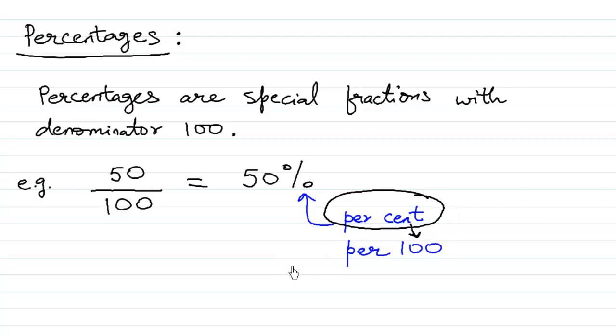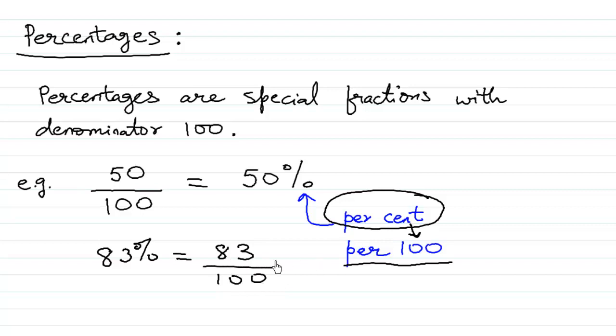Cent means 100. So percent or percentage means per 100. So what out of 100? For instance, if I say 83 percentage, it is as if it is 83 out of 100. So even if it were 830 out of 1000, if I cancel these zeros again, we get 83 out of 100, and that is represented by 83 percentage.